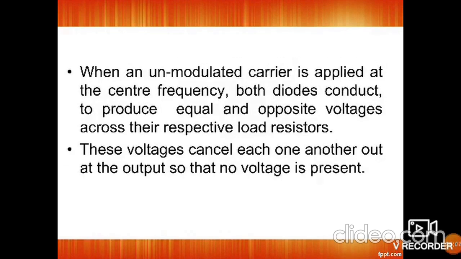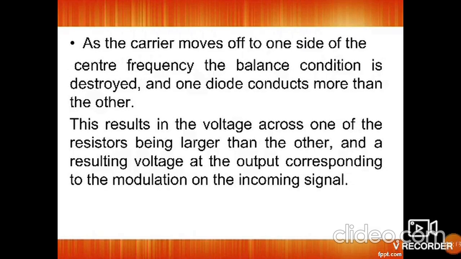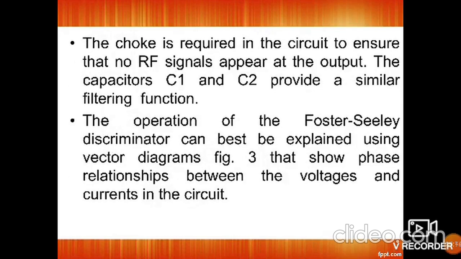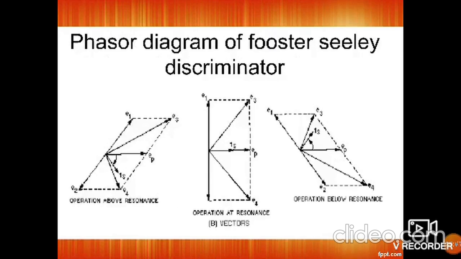When an unmodulated carrier is applied at the center frequency, both diodes conduct and produce equal and opposite voltages, so these voltages cancel each other. When the carrier moves off one side of the center frequency, the balance condition is destroyed, so one diode conducts more than the other. This is when the frequency Fc is greater, which results in a voltage across one resistor that is larger than the other, giving some signal at the output. Similarly, when Fc is lesser, there is also a difference voltage because both are not the same, so there will be some output voltage. Whenever both voltages are the same, they cancel.